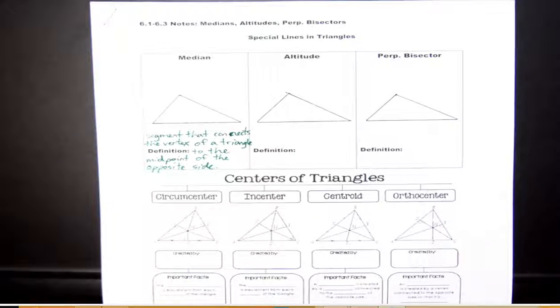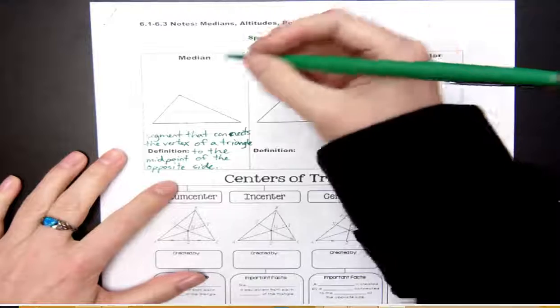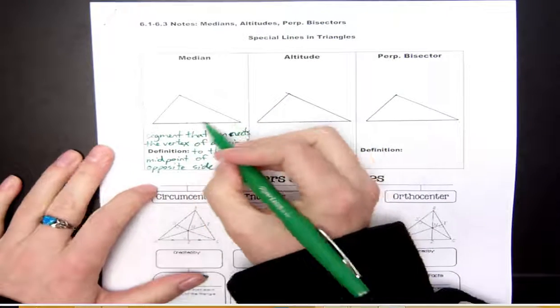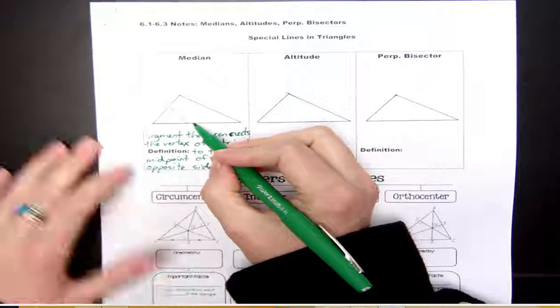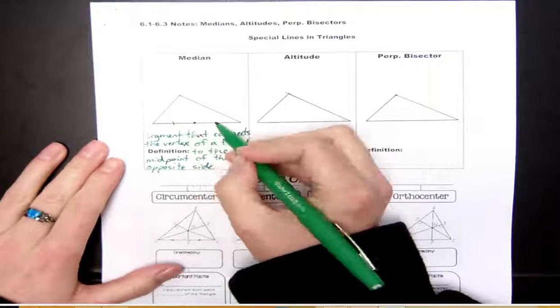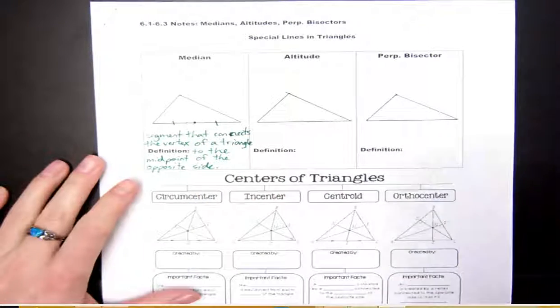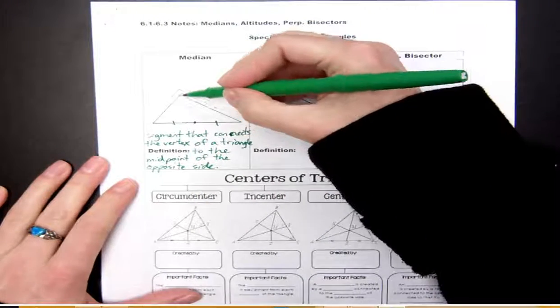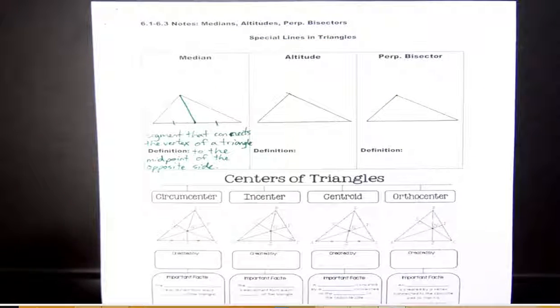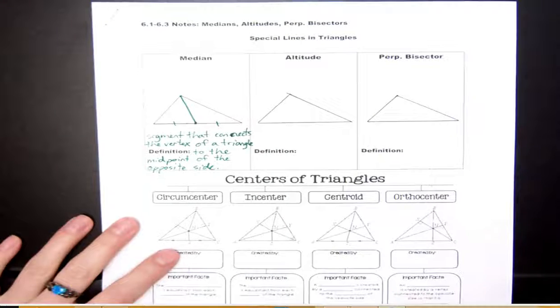So if we were to draw this here, and I'm just going to draw an example, I'm not going to measure, but I'm estimating that the middle of the bottom is probably about right here. In your project you will be determining that exactly. But the median is going to look something like this. So the vertex to wherever the midpoint of the opposite side is, no matter what the shape of the triangle is.